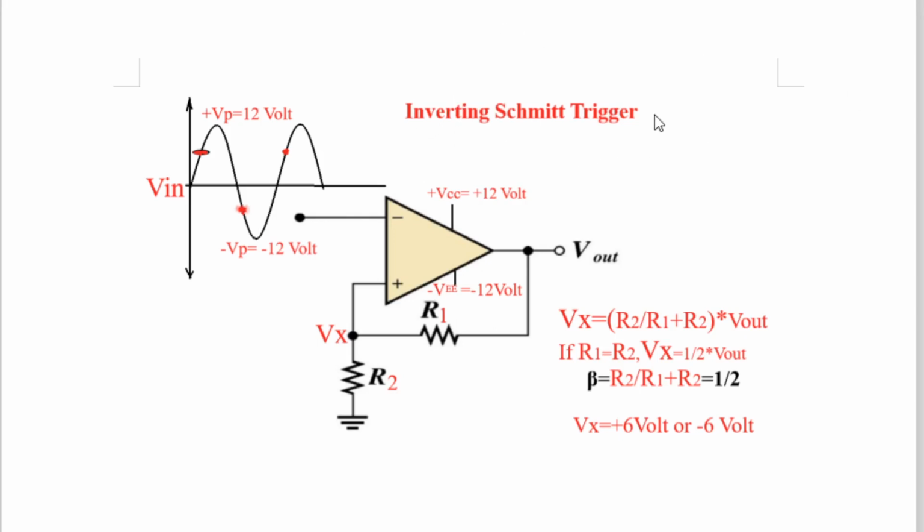In the next lecture, we'll complete the non-inverting Schmitt trigger and the derivation for hysteresis voltage of the non-inverting Schmitt trigger. So the non-inverting Schmitt trigger is also very simple. As the name suggests, non-inverting, the input sine wave is applied at the non-inverting input pin, and how it is done that we'll see in the next lecture.